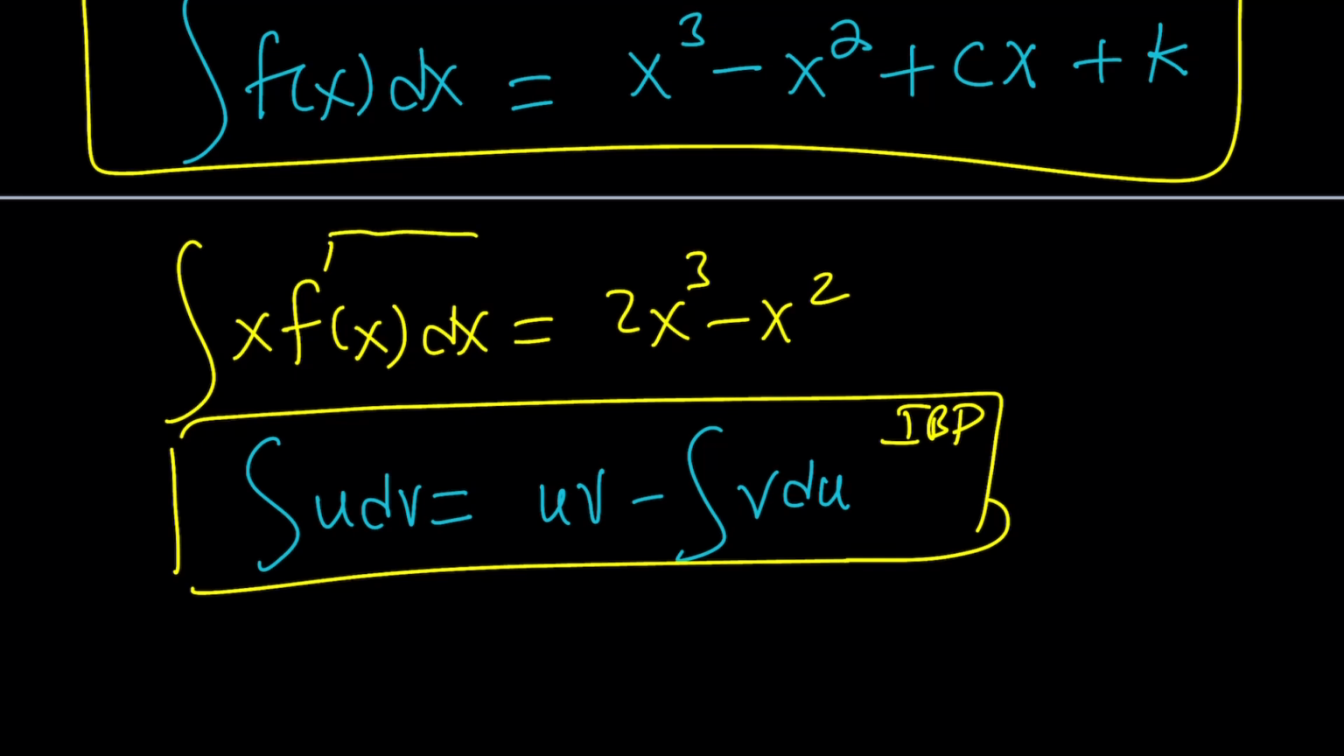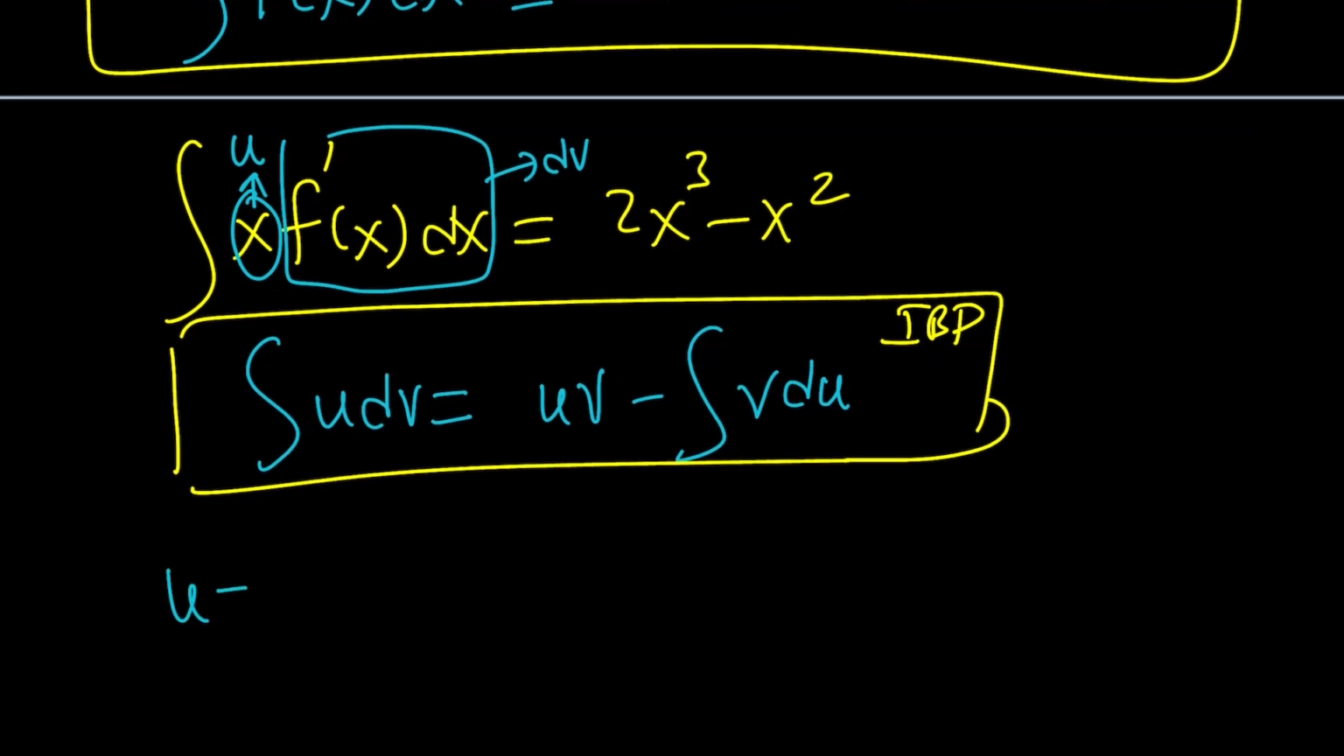Isn't this easy to integrate, like f prime, right? Because its integral is just going to be f. So let's call this dv. Of course, we have to include the dx. So the rest is automatically u. So we have the following: u equals x and dv equals f prime x dx.